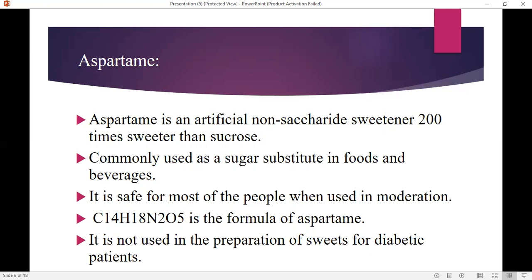It is safe for the people when used in moderation. The formula of aspartame is C14H18N2O5. It is not used in the preparation of sweets for diabetic patients as it can decompose at high temperature.